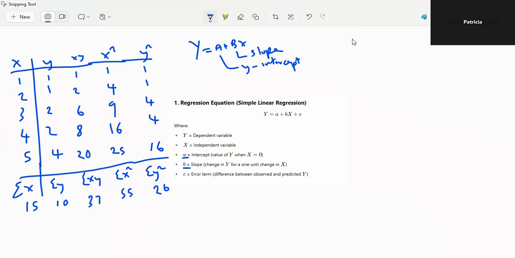Yes, I am. So how do you find the b? The formula for the b is n times the summation of x squared minus the summation of x. Can someone give me the formula for b?